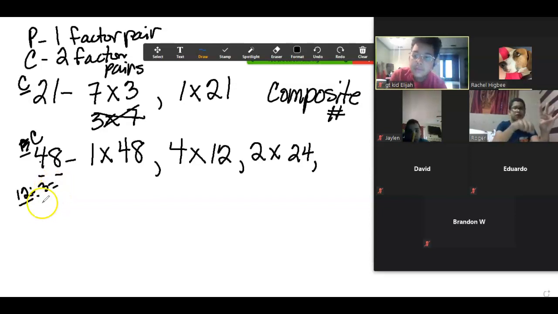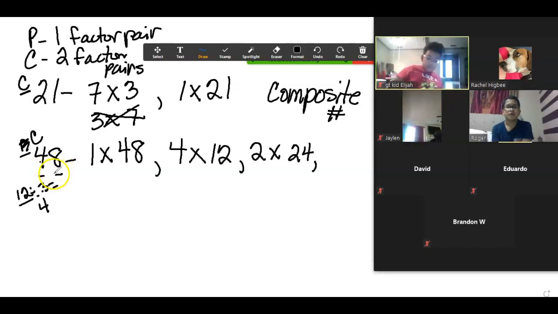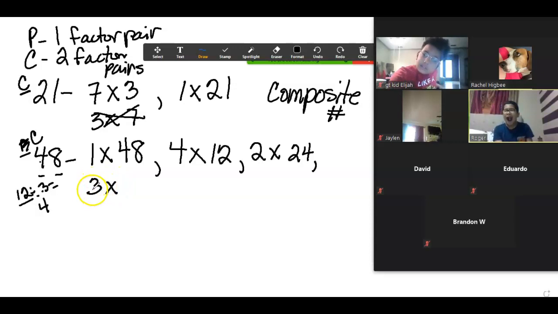Okay, Roger's holding up 4 fingers, so he's telling me 12 divided by 3 is 4, right? So are there remainders? No remainders, right? Okay, so if there's no remainders, then what I'm saying is 12 is divisible by 3. So if 12 is divisible by 3, then that means 48 is as well. Okay, so then that means 3 times something gives me 48.